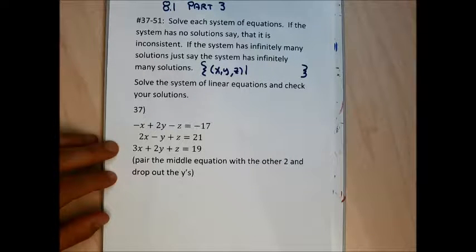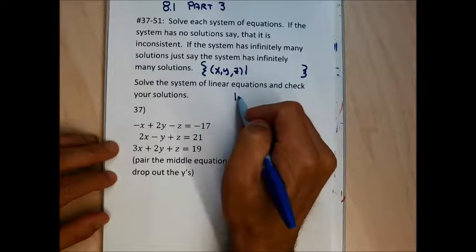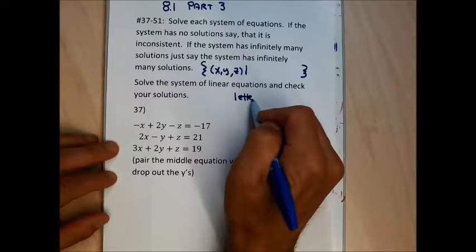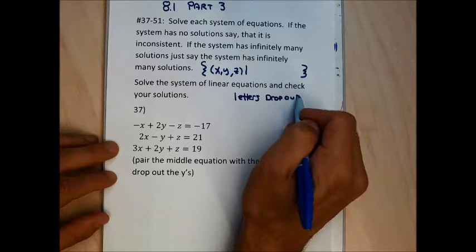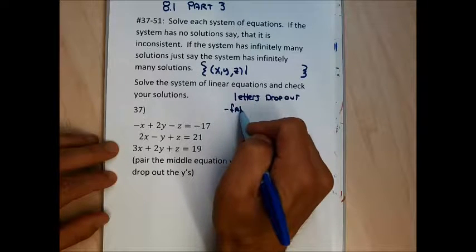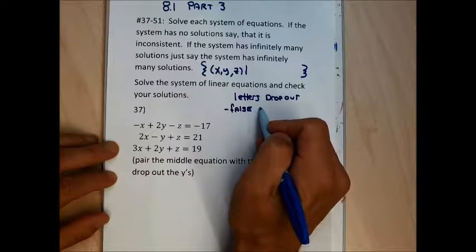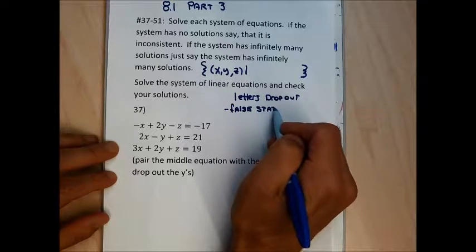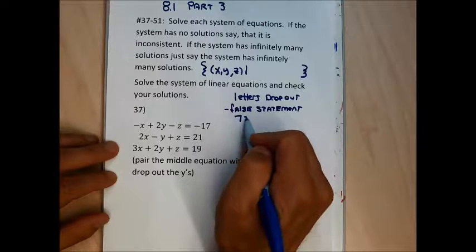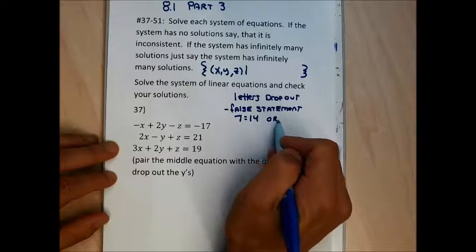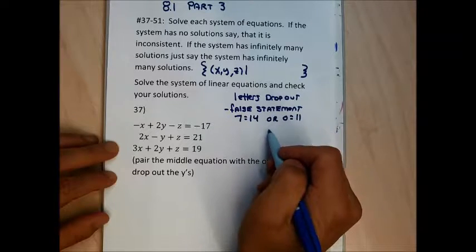Real quickly, the rules are the same for this set of more complex problems. If during my algebra all the letters drop out and you have a false statement, that's when there's no solution. Just like we did in the first 2 videos. If all the letters dropped out and we were left with a statement like 7 equal to 14 or 0 equal to 11, that's going to be a no solution.